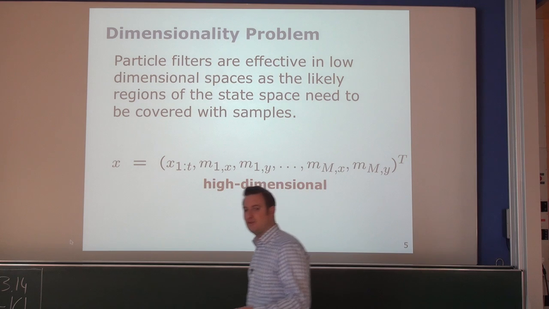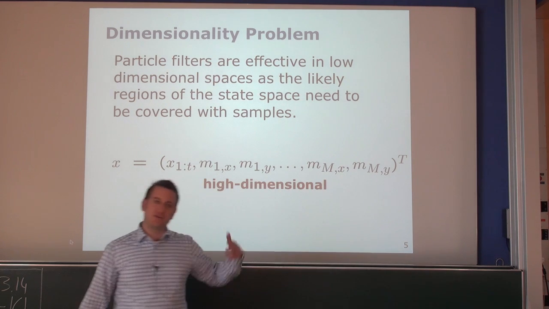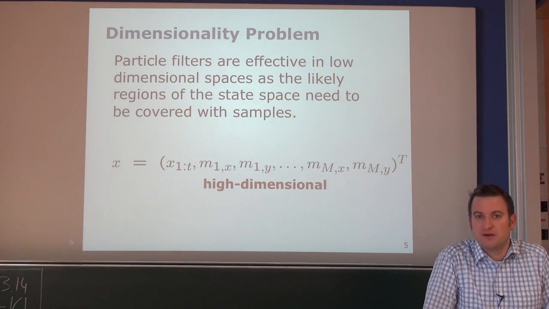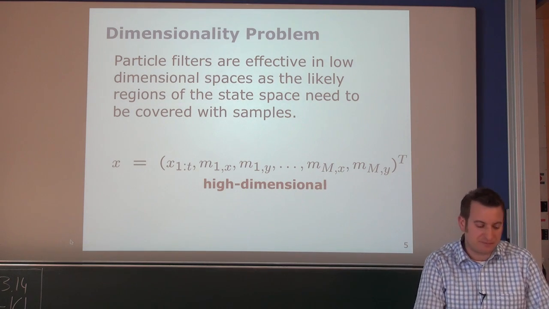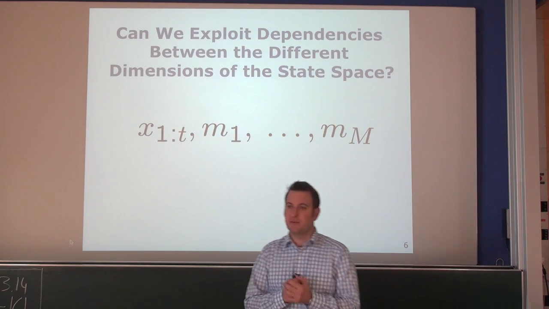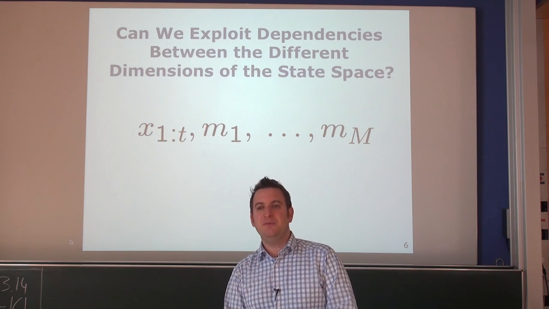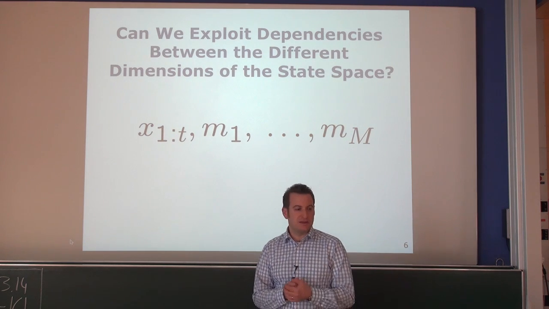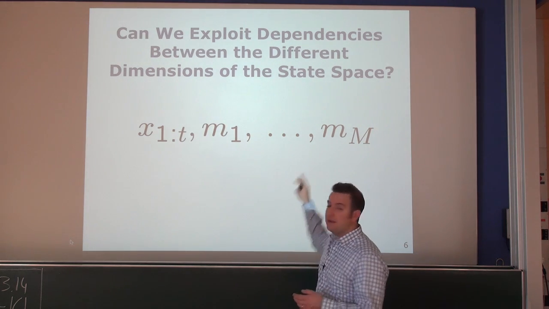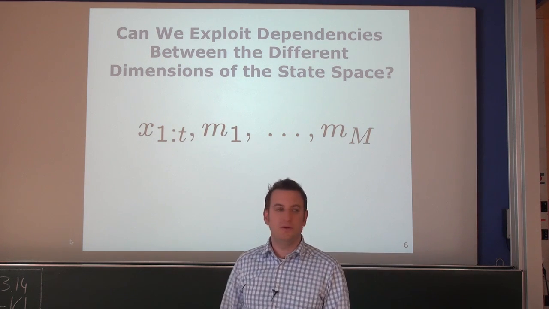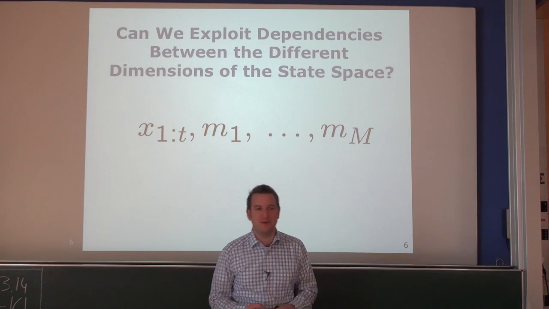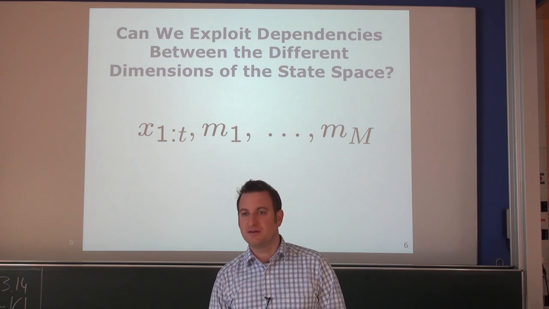That's one of the key limitations why it took quite a while until people found a way to build a particle filter-based SLAM system. And the key idea is, let's have a look at the individual state variables that we have in our state space, and let's see if we can exploit a dependency between them. So is there a dependency between the poses and the individual landmark locations that we might exploit? What is a possible dependency we could exploit?